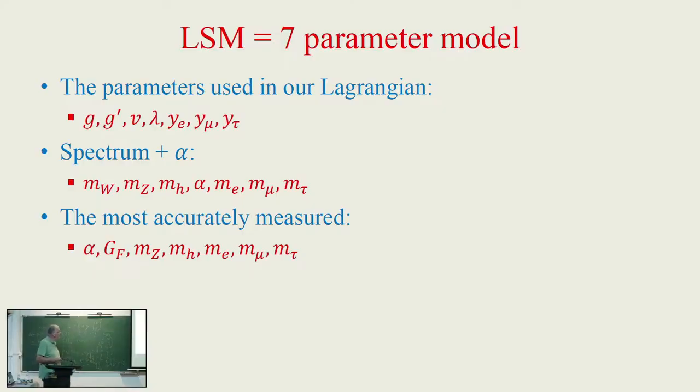Some already appear, some not: alpha, G Fermi, which is roughly 1 over v squared times a number, the mass of the Z, the mass of the Higgs boson, and the masses of the 3 charged leptons. And again, I think it's very impressive that the measurement of the Higgs boson already made its way to the best measured parameters of the model.